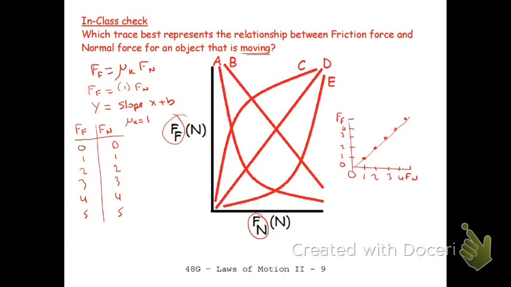So on this example, which one would it be? Would it be trace A, trace B, trace C, trace D, or trace E? It's going to be D, isn't it? The B is also linear, but it's going the wrong way. It's going to be trace D.